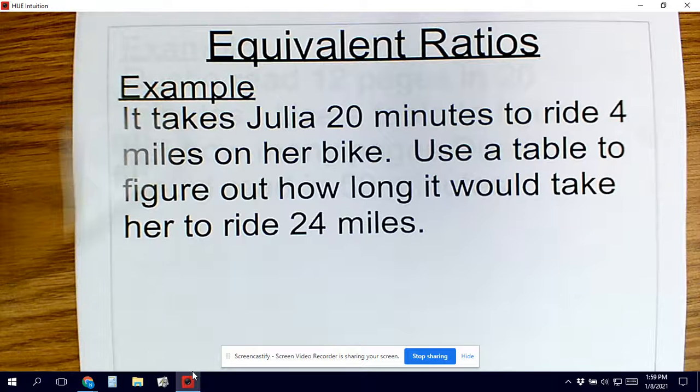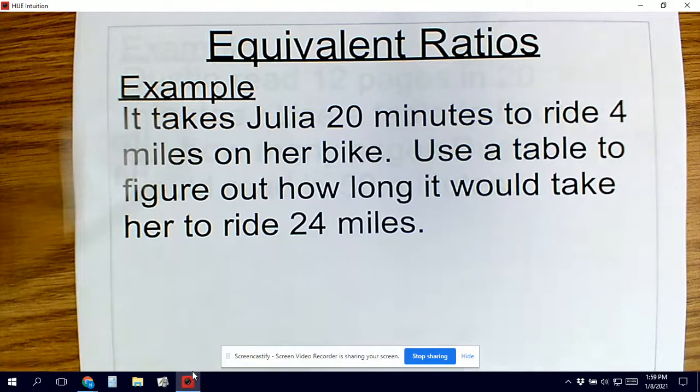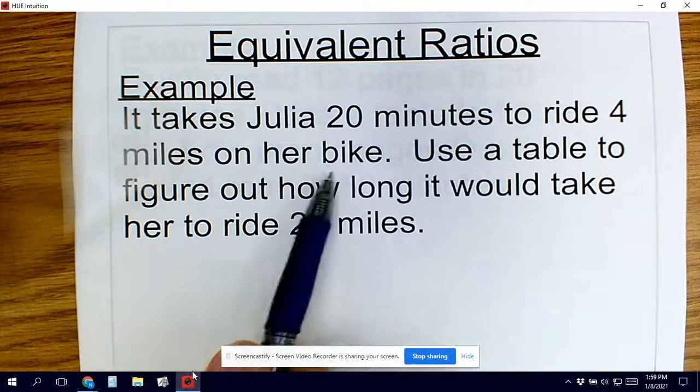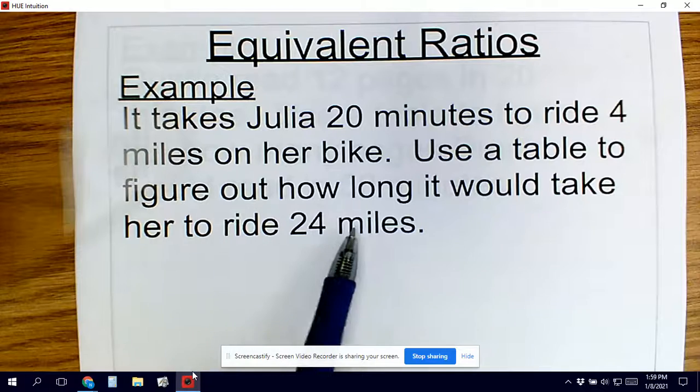Today we're going to talk about using equivalent ratios to solve problems. And our first example is on the board, or I guess on your screen. Grab a sheet of paper and work along with me. Here we go. Example number 1 says, it takes Julia 20 minutes to ride 4 miles on her bike. Use a table to figure out how long it would take her to ride 24 miles.